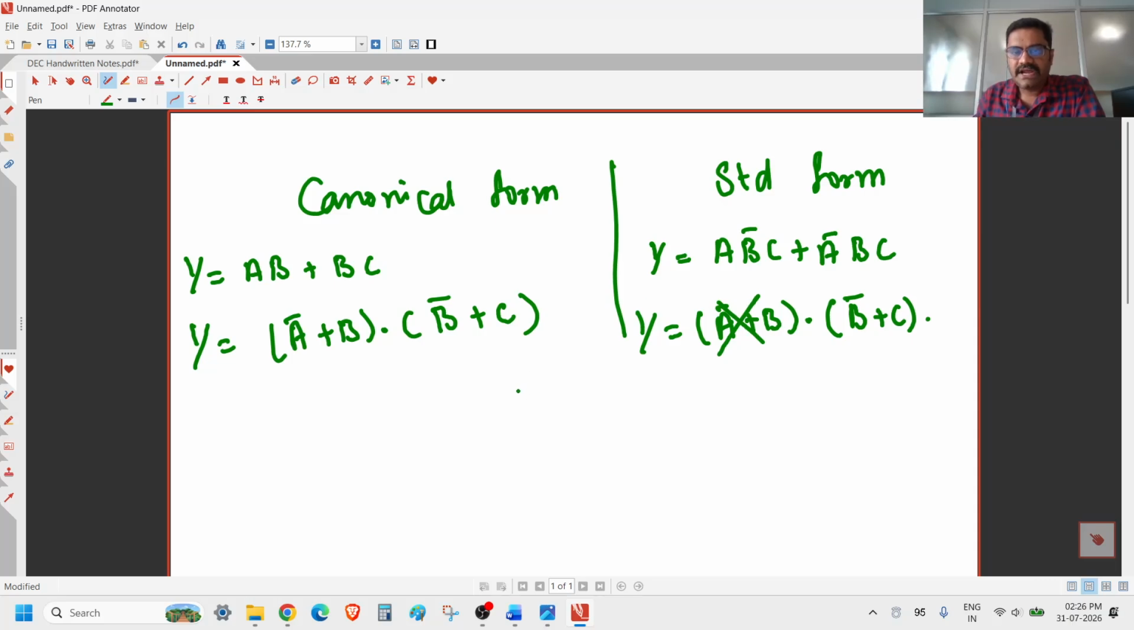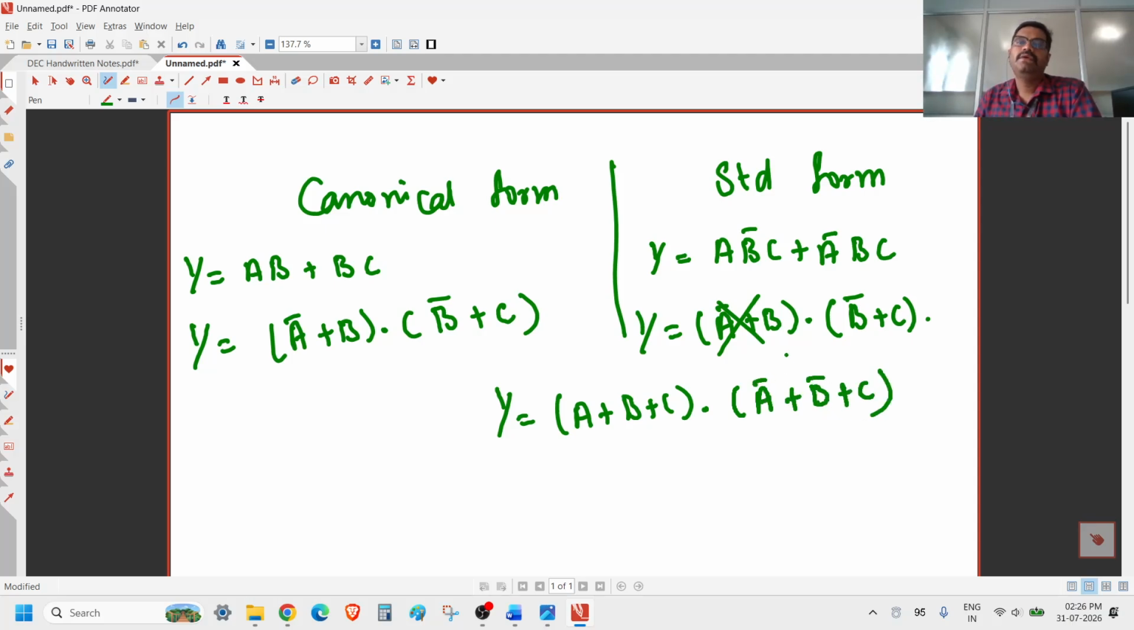So the canonical form looks like this, that is y is equal to a plus b plus c into a bar plus b bar plus c. So don't consider the earlier equation; this is the correct one. You can see, if it is a canonical form, the other one is also called the non-standard form, right? So this is the canonical form.